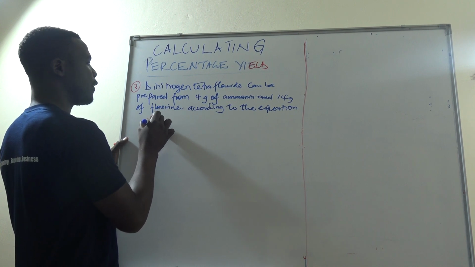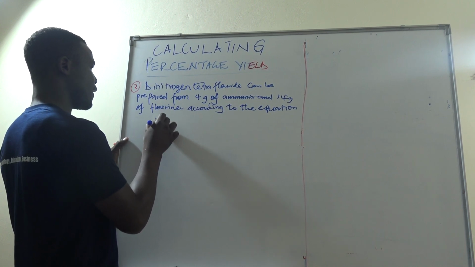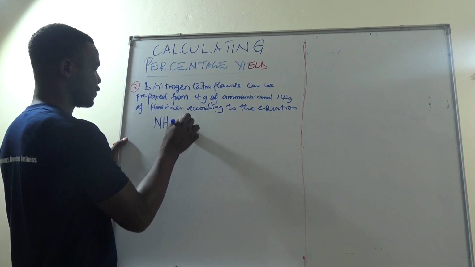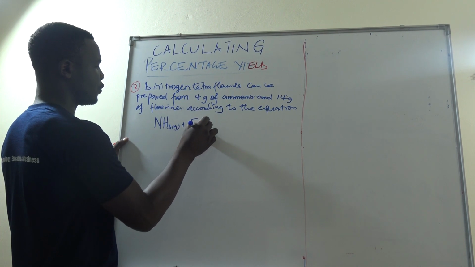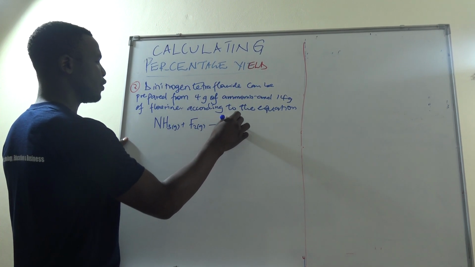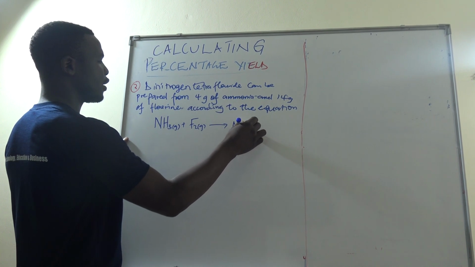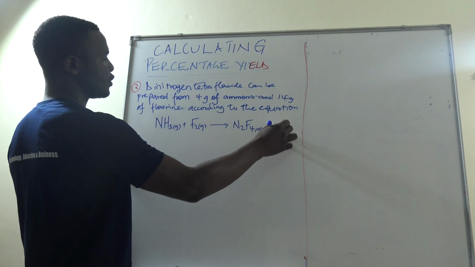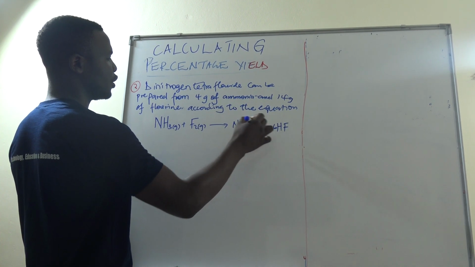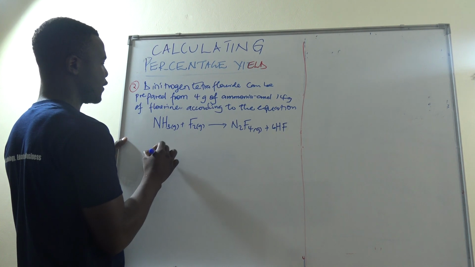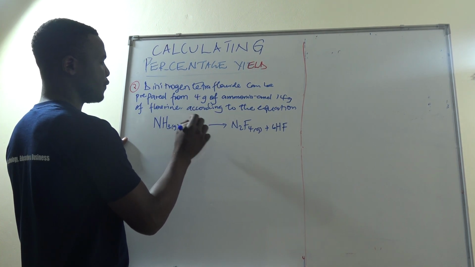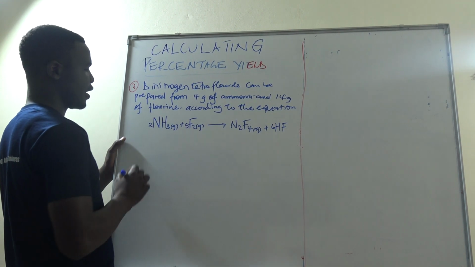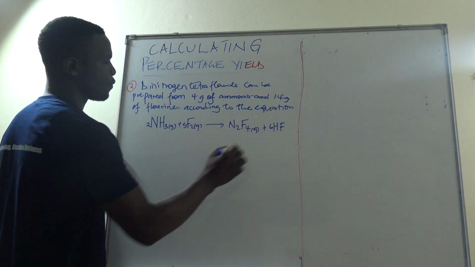We have ammonia gas reacting with fluorine to give us the nitrogen tetrafluoride, which is also gas, plus hydrogen fluoride. Fluorine is 4, 6, 10. This is 2. I think our equation is balanced. Full stop.